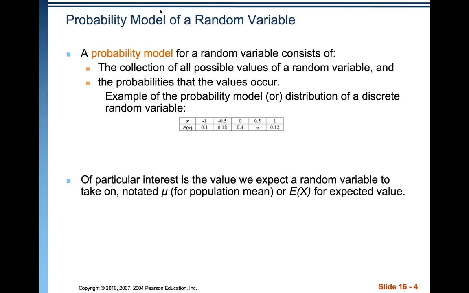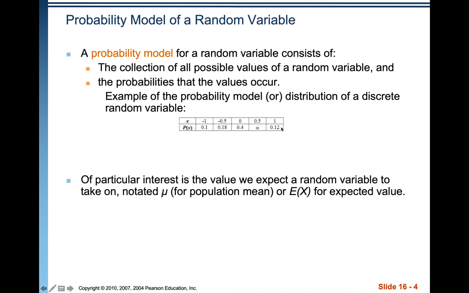A probability model for a random variable consists of the collection of possible values of a random variable and the probabilities that those values occur. So here's an example of a probability model or distribution of a discrete random variable. Anytime you can put all of the values of x, or all the values of your random variable, in a table, then you're working with a discrete random variable. So we've got all the values, and then we have probabilities listed for each value.